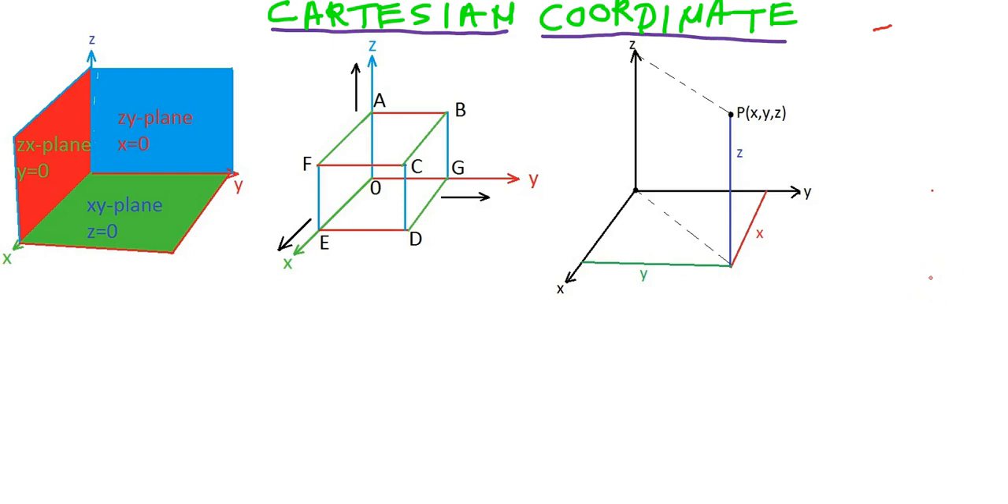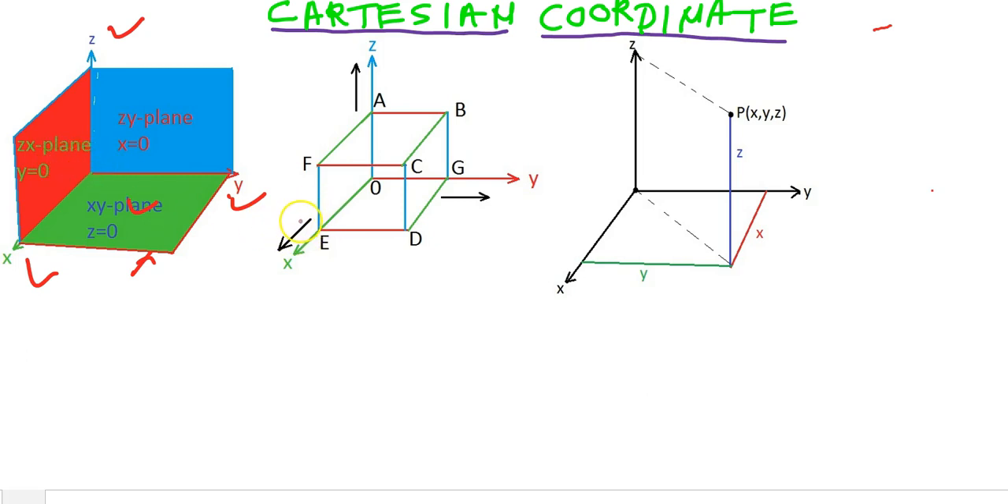Today we'll start with the Cartesian coordinate system. In the Cartesian coordinate system, we have the x-axis, y-axis and z-axis. When x equals 0, we call it the yz plane. When y equals 0, we call it the zx plane. When z equals 0, it is called the xy plane. This xy plane is called the horizontal plane, and the zy or zx is called the vertical plane.